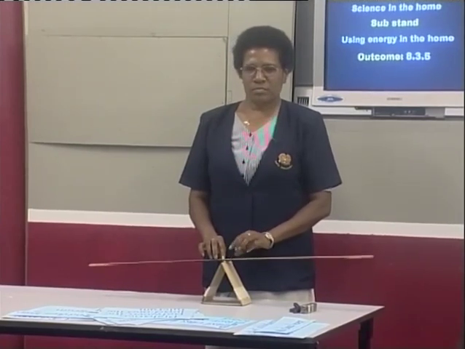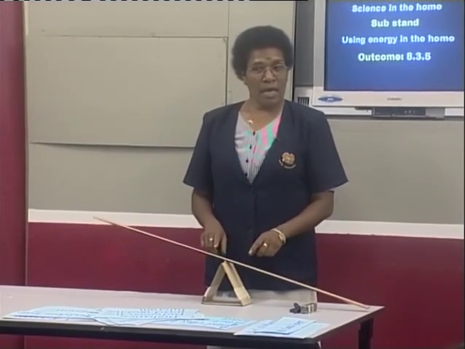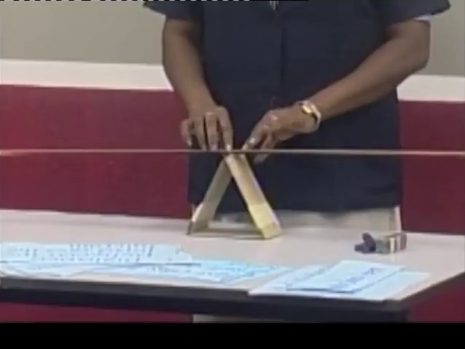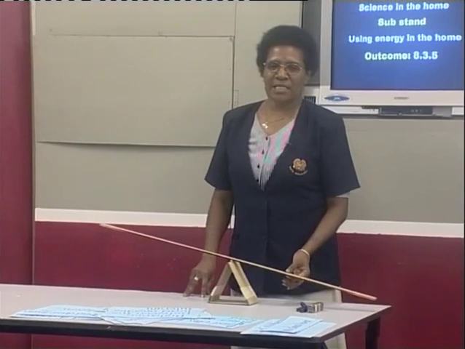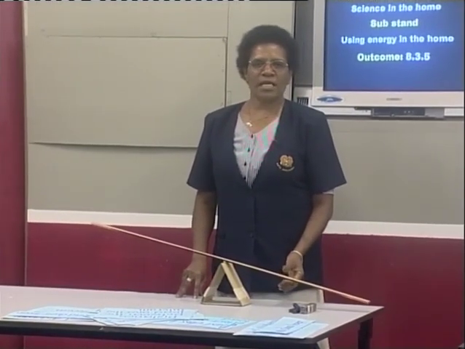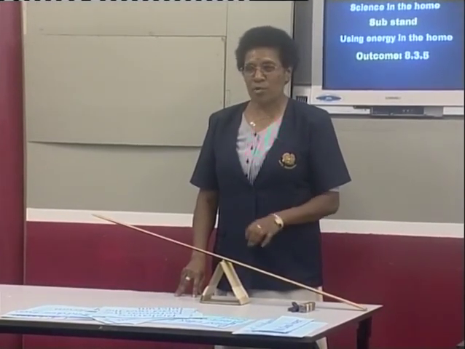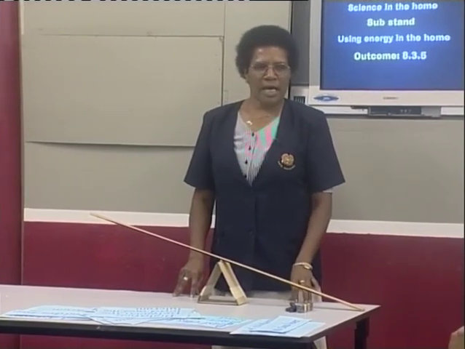Now, I am going to put load on this seesaw. And we have two sides of the balance. We have one to the left and one to the right. Now, if I am to put a load on the left side of this balance, and to make the ruler balance, what will I do?